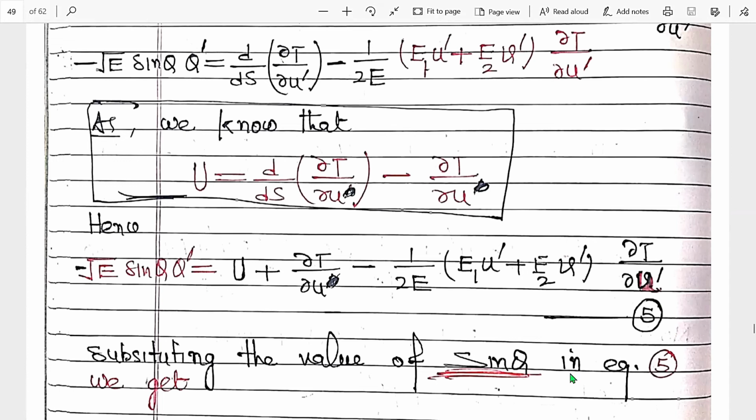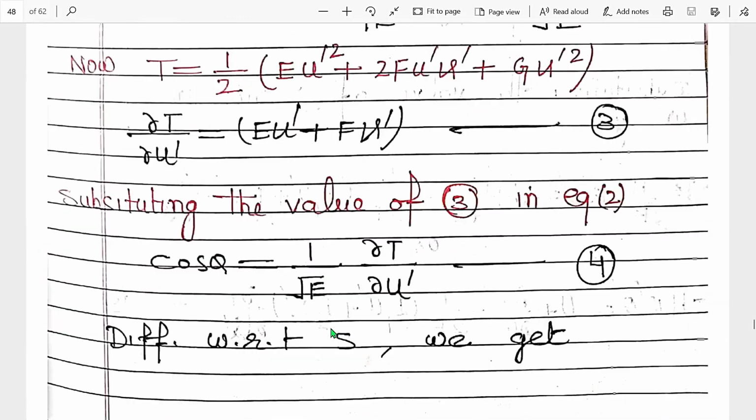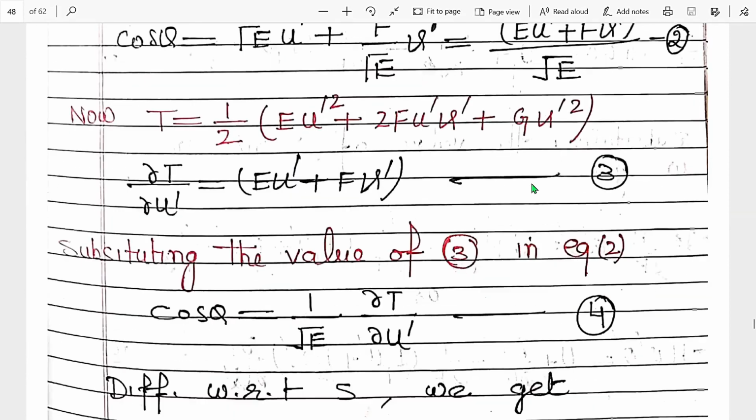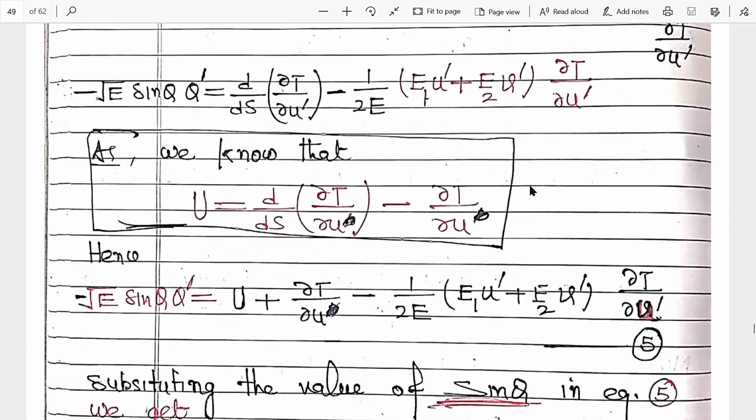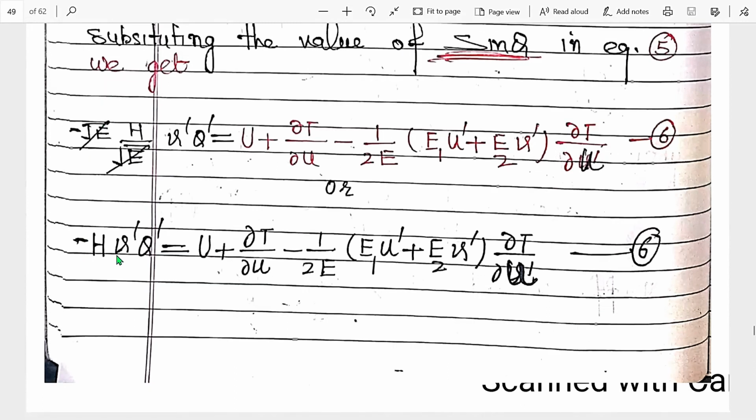Now substitute the value of sine theta in equation number 5. So what is the value of sine theta? This is cos theta, this is sine theta, a simple value. Now substitute the value of sine theta in this equation, H by square root of E v dash. Simplifying, we get this equation, and then this cancels. This is minus H v dash theta dash, which is equal to U plus curly T by curly u minus 1 by 2E (E1 u dash plus E2 v dash) into curly T by curly u dash.